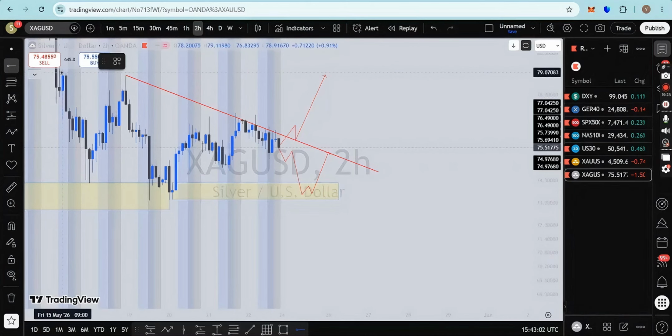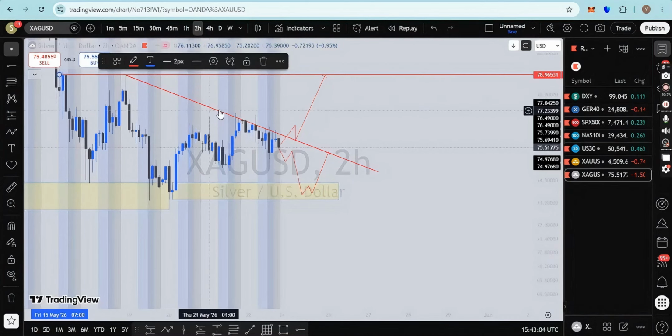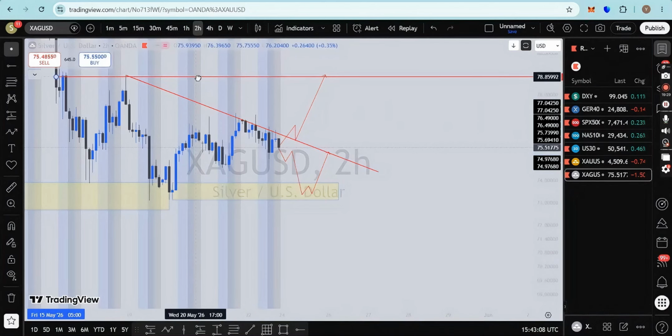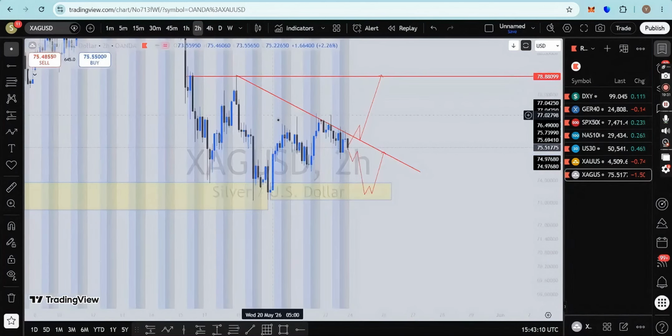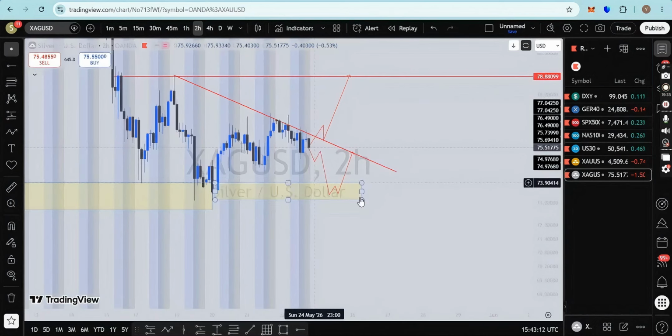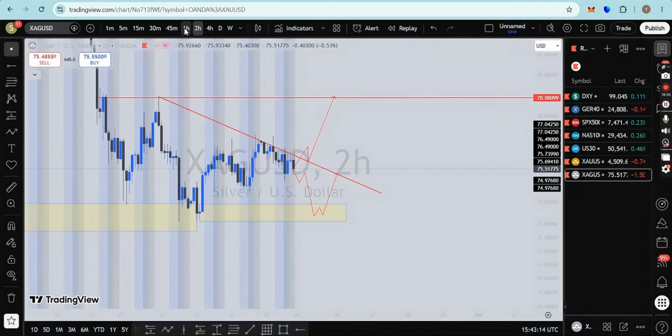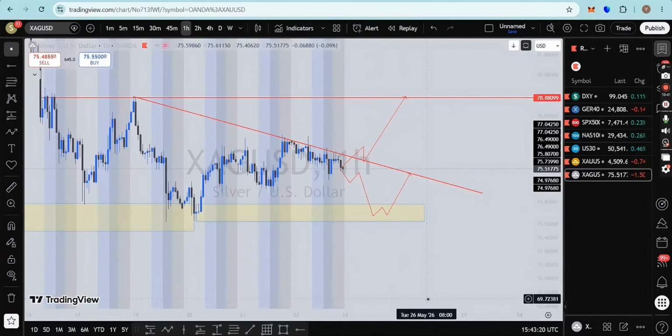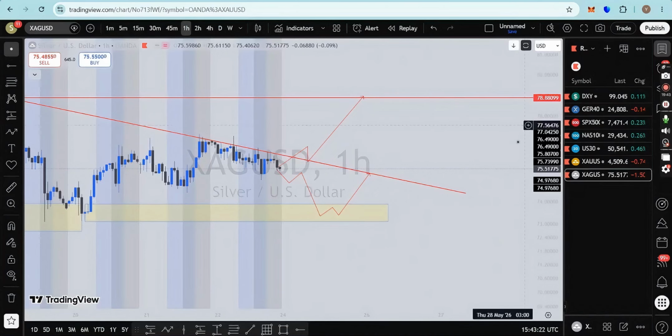You can see basically we have a resistance zone here. Price reacted from the resistance zone. On the 2 hour time frame, let's zoom below. You can see price is reacting to that resistance zone. Now on the 1 hour, you can see it clearly.